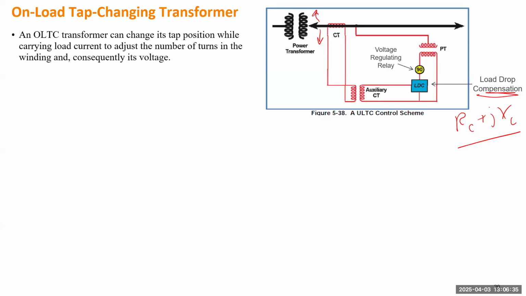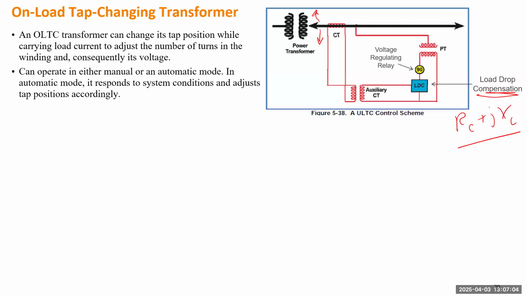The transformer tap position can be moved by a discrete number of positions. Each position corresponds to maybe a small percentage of voltage change. For instance, if this transformer can vary voltage by 10%, and you have 16 tap positions, those 16 tap positions will divide that 10%. So each one roughly will give you maybe a few percent change in voltage.